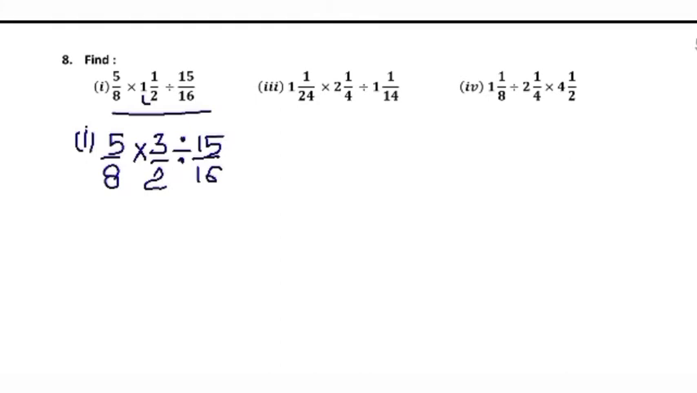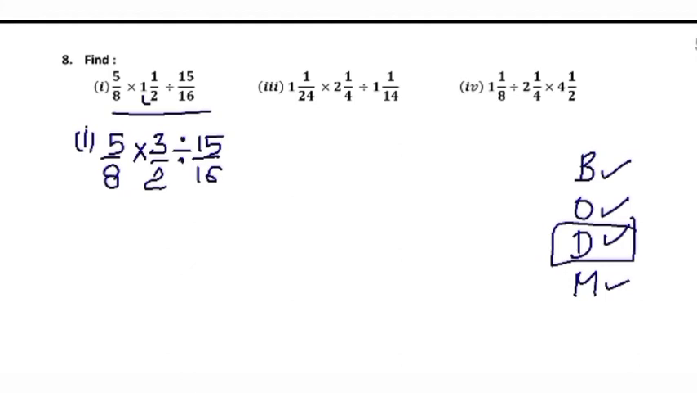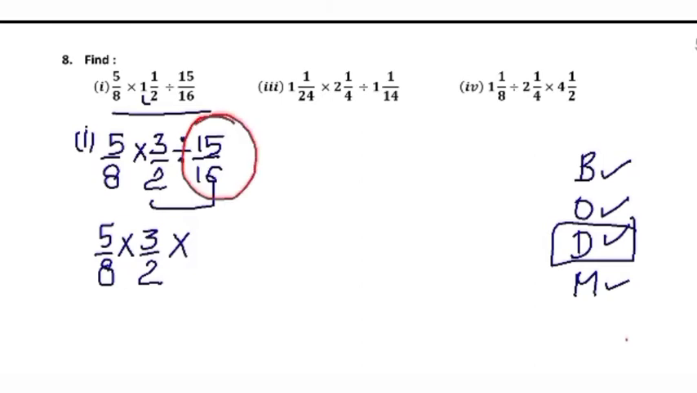According to BODMAS, if you check BODMAS, Bracket of Division then Multiplication, what will we solve first? We will solve division. So firstly we will solve this step. Okay. So 5 upon 8 will remain same. Multiply 3 upon 2. Replace the sign of division by multiplication and then write its reciprocal. Reciprocal of 15 upon 16 is 16 upon 15. Numerator will become denominator and denominator will become numerator.